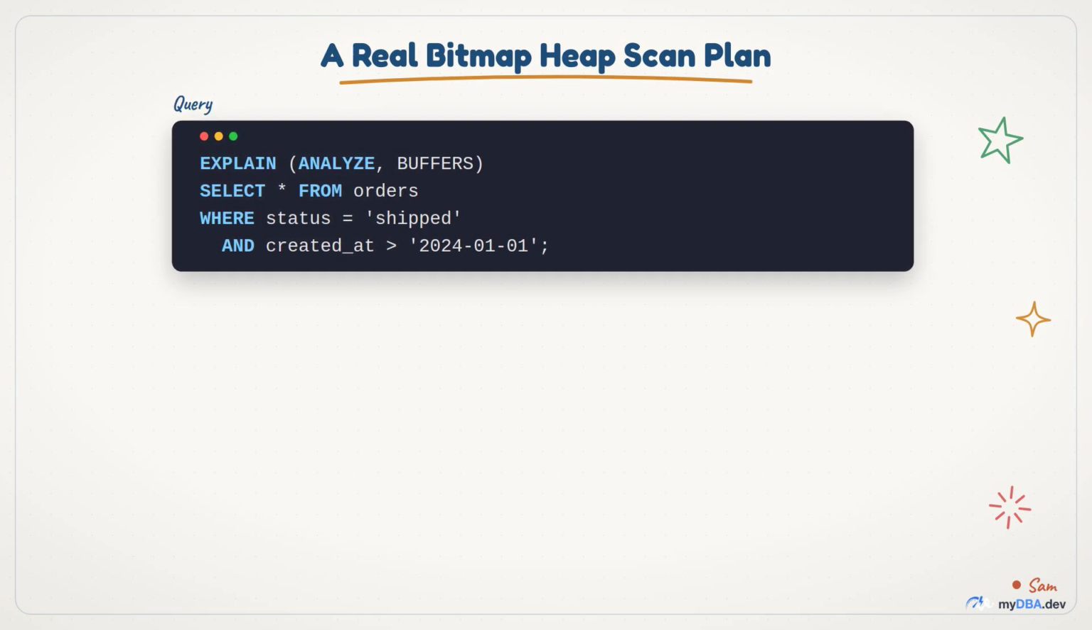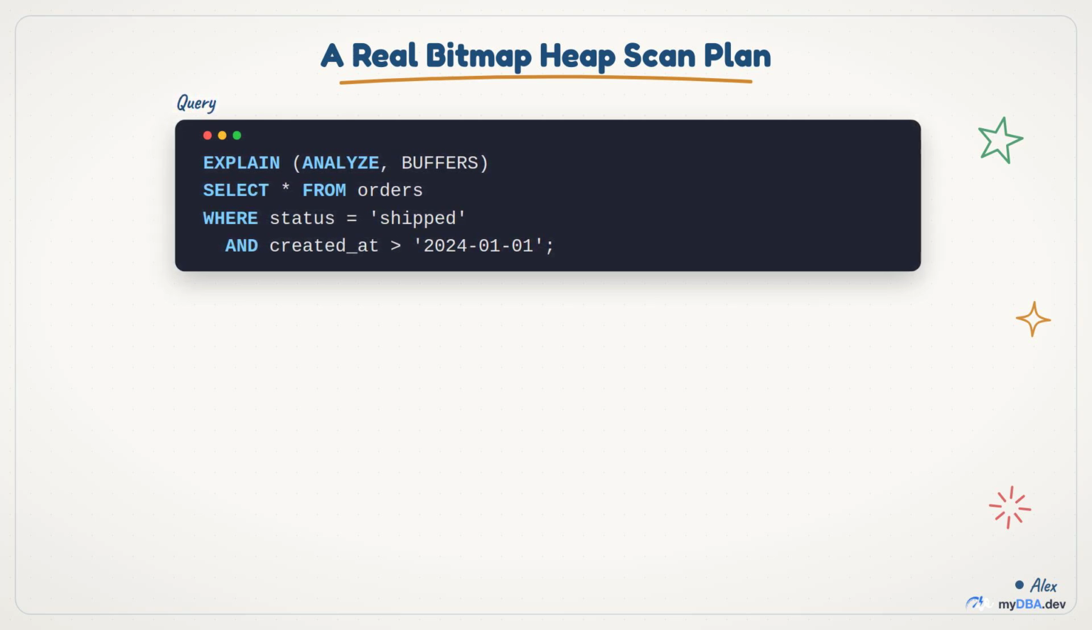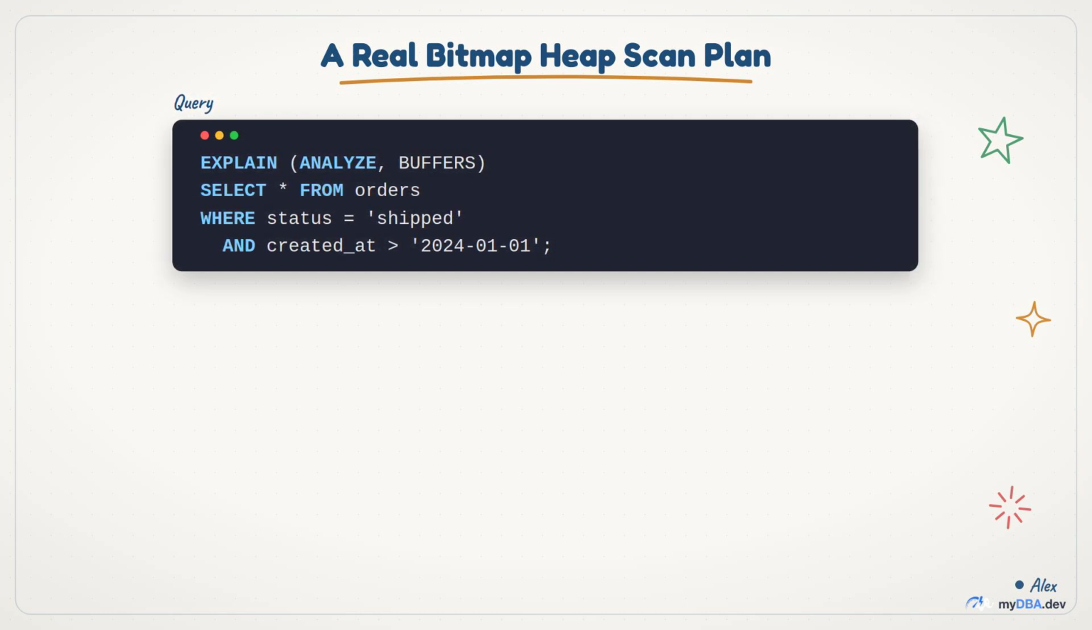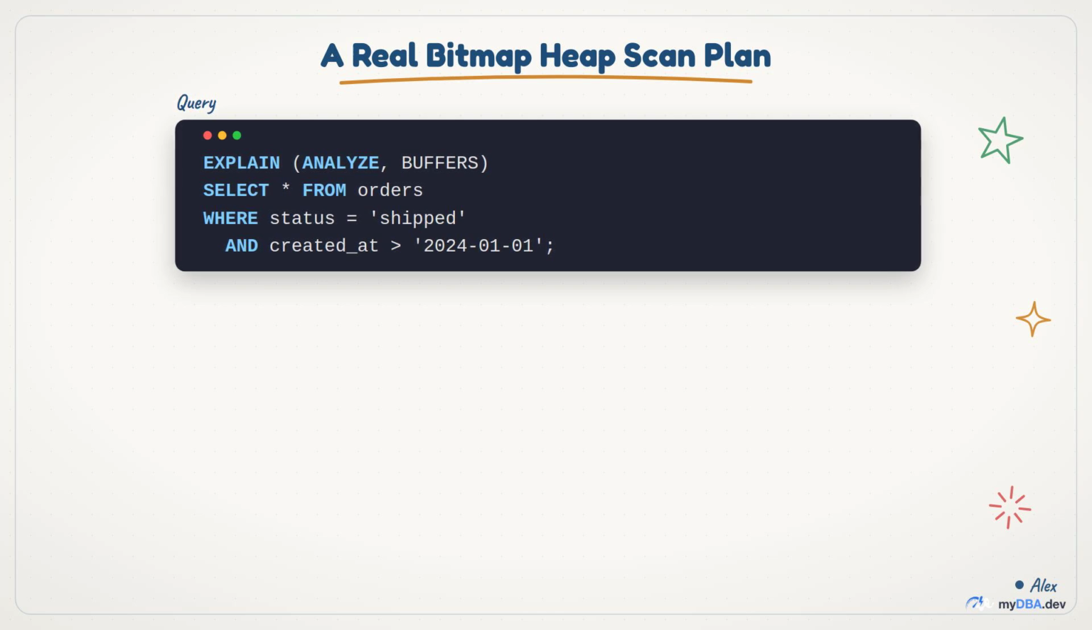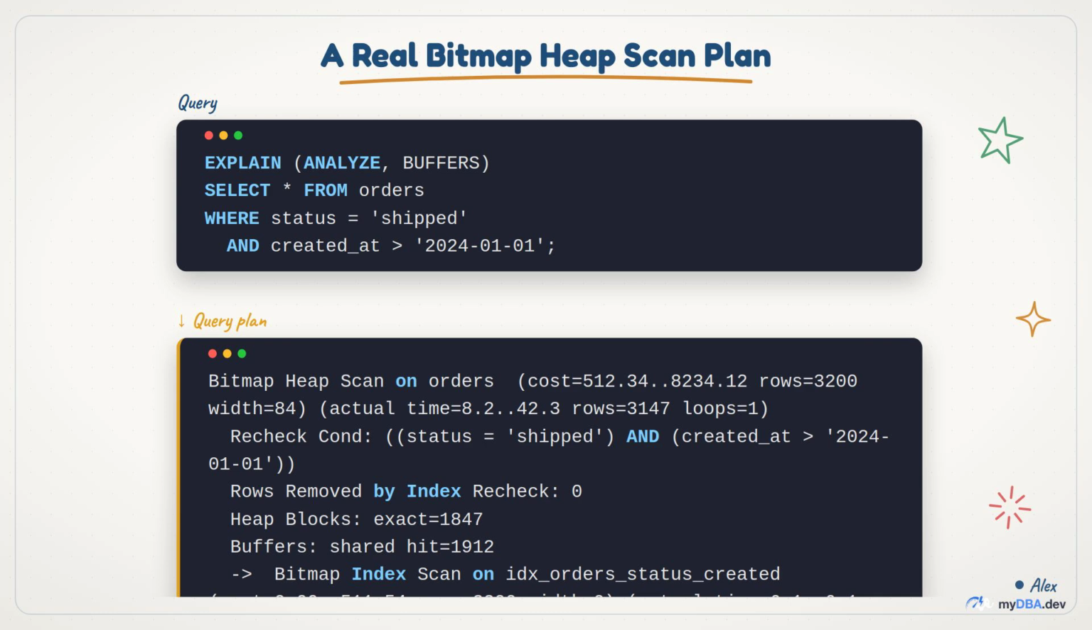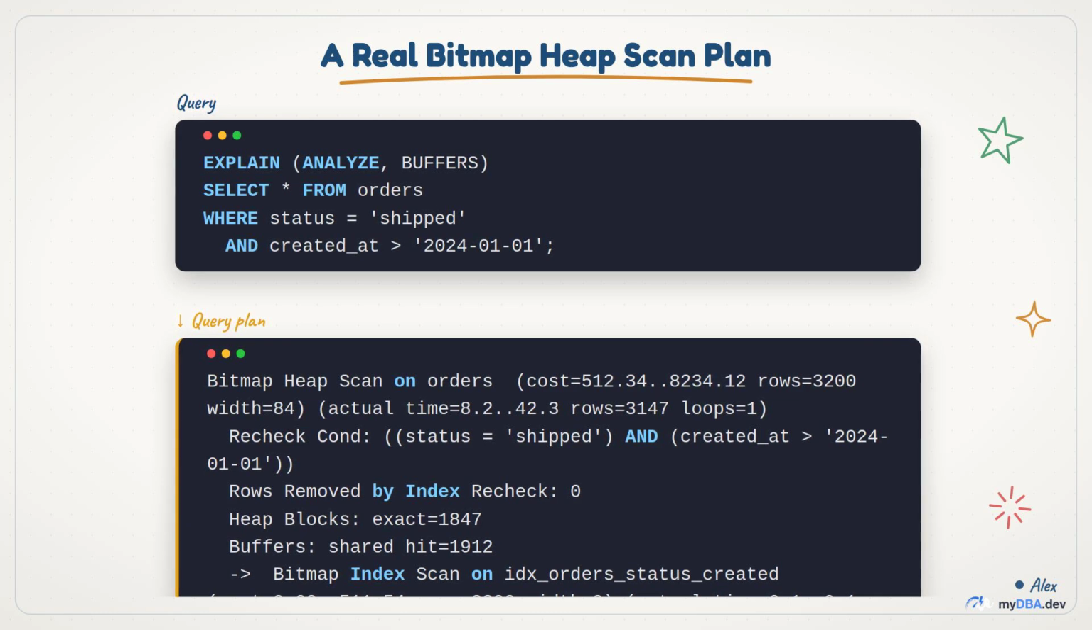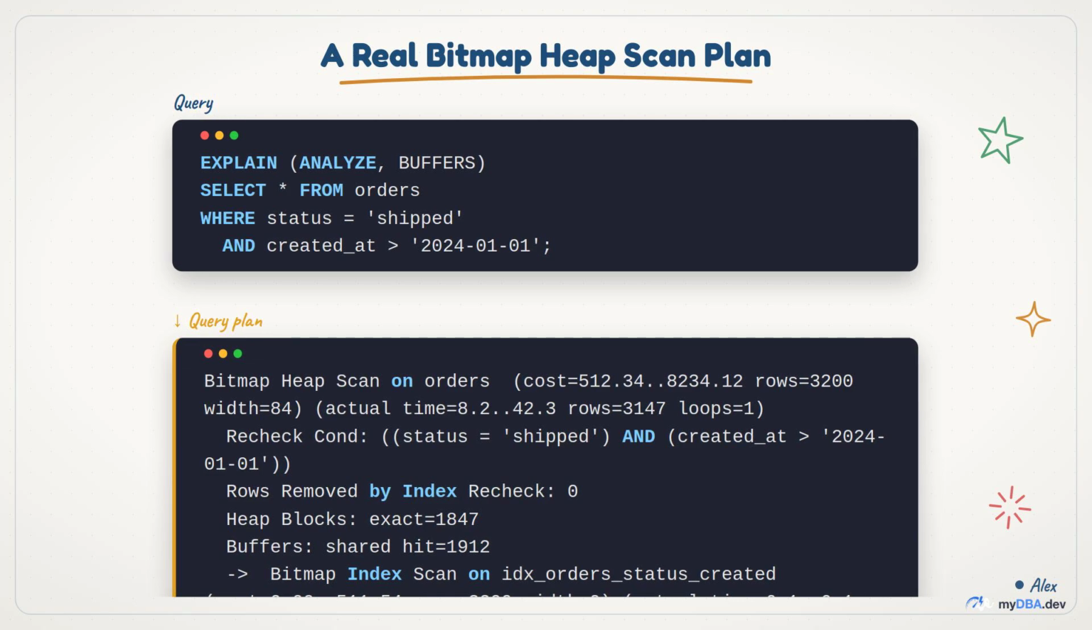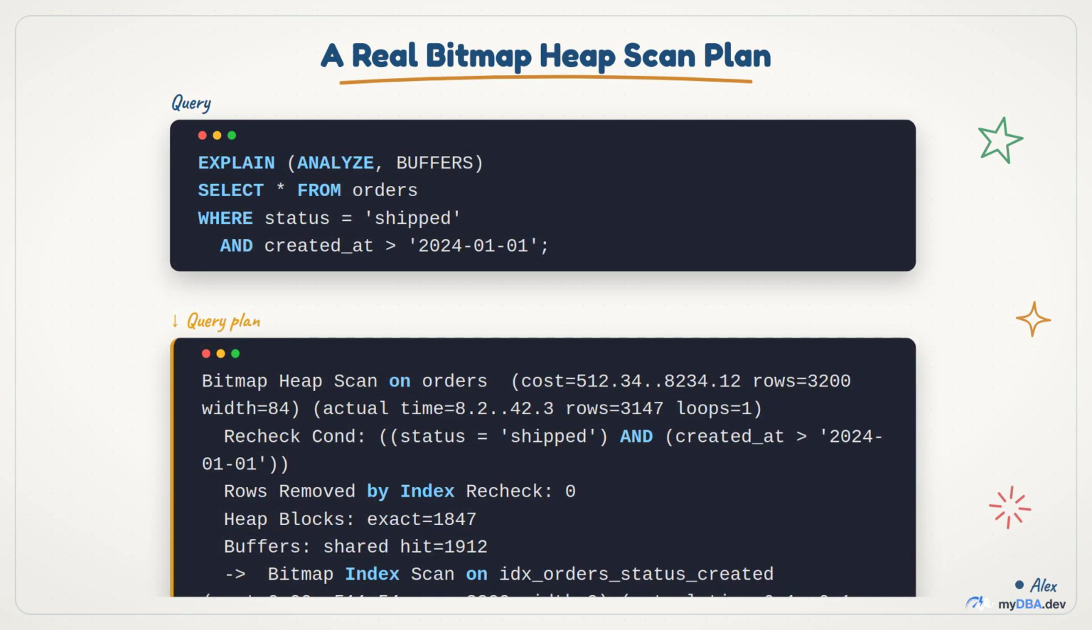And the heap blocks line, what's that telling us? Heap Blocks: exact=1,847 means Postgres read that many pages from the heap, with each page being 8 kilobytes, the default size. The bitmap was precise enough that no recheck was needed, as indicated by Rows Removed by Index Recheck: 0. The buffers line shows all 1,912 pages came from shared buffers, cache hit, total time 42 milliseconds. That's fast for 3,000 rows spread across nearly 2,000 pages. You'd never get that with random I/O.